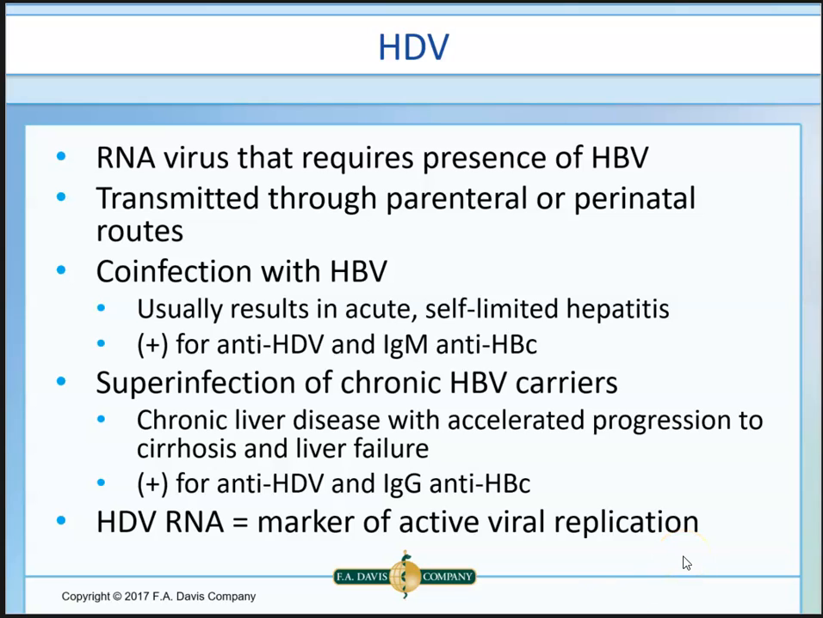Now, hepatitis D is an RNA virus. What's unique about D is that it requires hepatitis B. That's why we really don't test for hepatitis D, because if you have hepatitis B, then you have D. It's transmitted by parenteral or perinatal routes. It's a bloodborne kind of thing. So it is a co-infection with hepatitis B. Like I say, you can check for the antibodies, but it really is not a big deal because hepatitis B is what we're looking for.